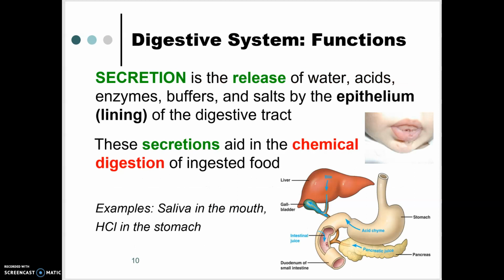Another major function of the digestive system is secretion. Secretion is when we add things into the digestive system, into the digestive tract, sorry. So this can be stuff like saliva in the mouth, for example, which will help lubricate food. It can be hydrochloric acid in the stomach, which helps activate enzymes. It can be enzymes themselves. It can be mucus, water, acids, enzymes, buffers, salts. All of these things get added into the digestive tract, and they all have a function to serve in helping with chemical digestion and absorption of our food.